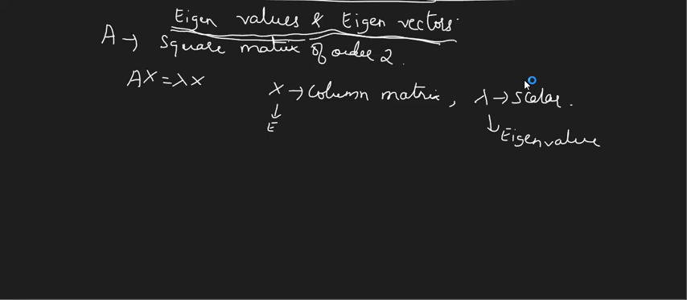Lambda is the eigenvalue and x is the eigenvector. So eigenvalue means it is some number, a scalar quantity. And eigenvector means it is in the form of a matrix, a column matrix. Which matrix is called a column matrix? Having only one column. So the number of rows may be anything.